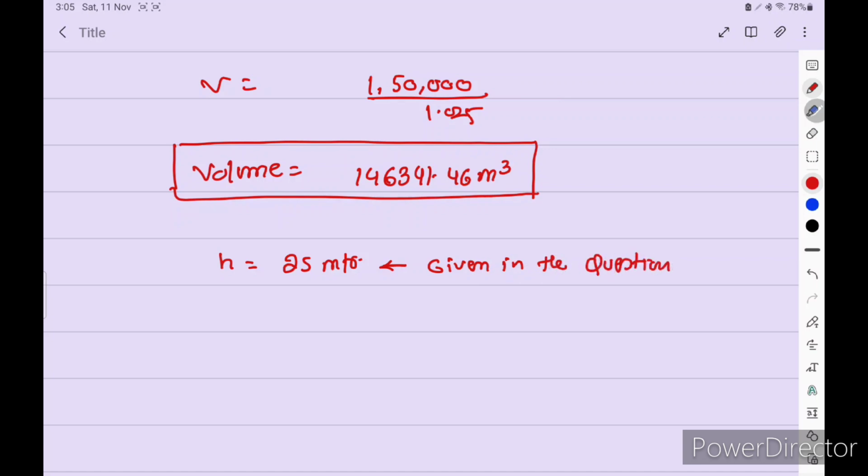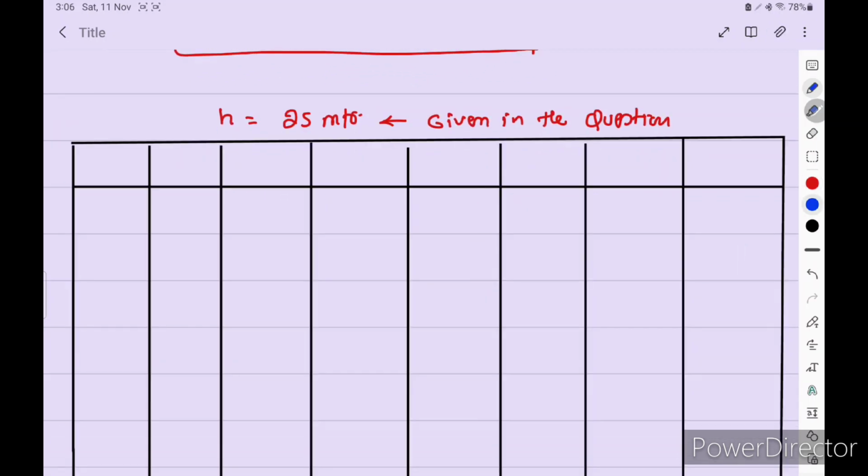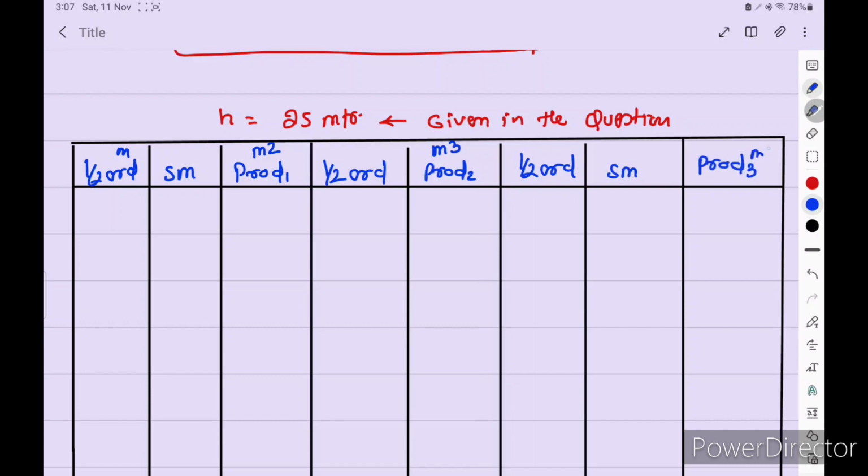Okay, now we make the tables. We'll make the table: the half ordinates M, system multiplier SM, multiply, we get product 1, which is M2. Then again half ordinates, then product 2, M3, then half ordinates, then SM, then product 3, it's called M4. This is the way we have to solve.